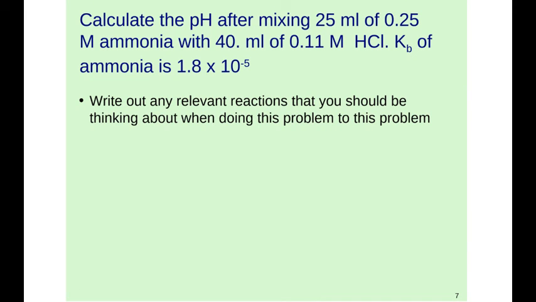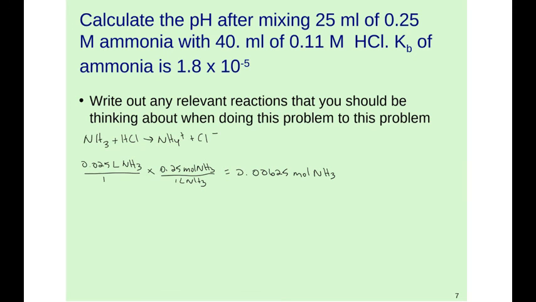And I can see from my balanced chemical equation that this is all one-to-one stoichiometry-wise, which is good news. So for my limiting reactant problem, I'm going to calculate the molar amounts of both of my reactants to see which one is limiting and which one is excess. When we multiply molarity times volume for our ammonia, we find that we are starting with 0.00625 moles of ammonia. And when we do the same thing for hydrochloric acid, we get 0.0044 moles of hydrochloric acid. So looking at these two numbers, we see that the ammonia is going to be our excess.